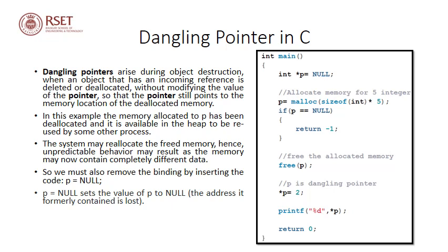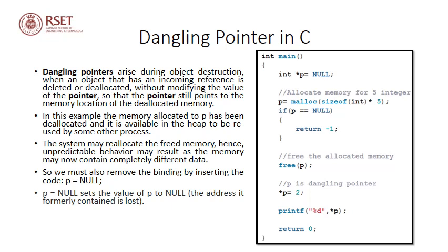We'll discuss this using an example C program. Dangling pointers arise during object destruction when an object that has an incoming reference is deleted or deallocated without modifying the value of the pointer, so that the pointer still points to the memory location of the deallocated memory. Let's understand this with this example C program.